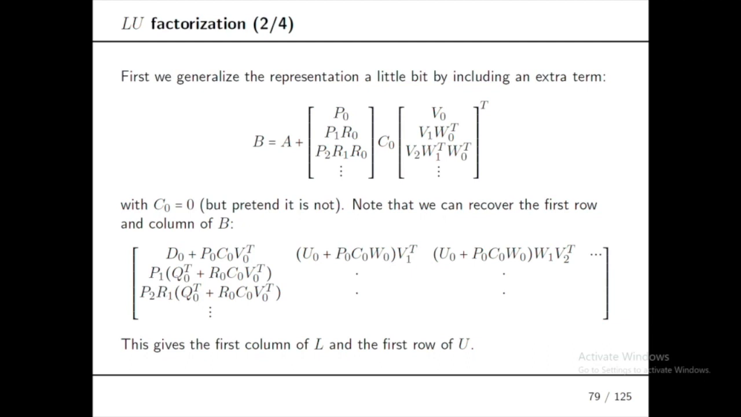So the idea is very simple in this case, to observe the recursion. What you do is you first add to the matrix A an extra term that combines the SSS representation of the lower part and the upper part with this coefficient matrix C0 in the middle. In the beginning you pick C0 to be 0, so that the matrix B is actually the same as the matrix A, but mentally in our head we say, okay, C0 is not 0. And then we observe that if I look at the first column and row of B, it looks like this. Okay, so it's still an SSS matrix.